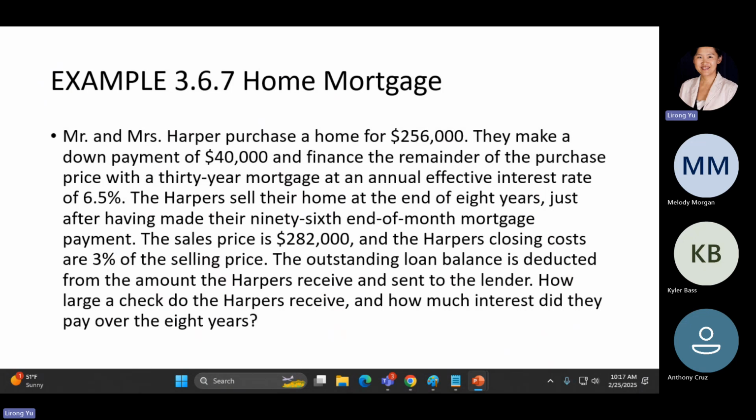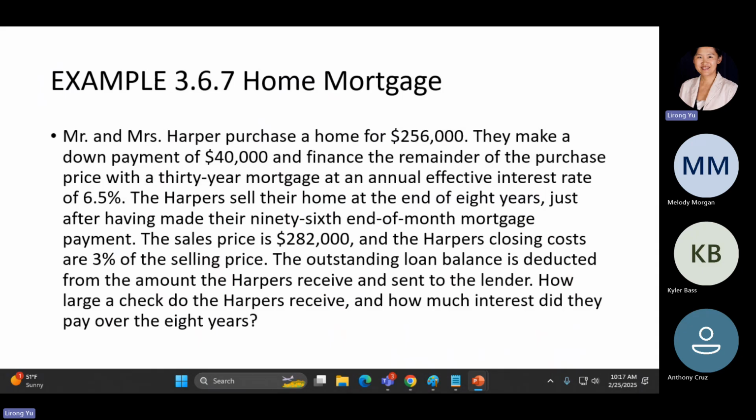Obviously, it's higher than the original purchase price, right? And with the difference in the home price, they made a little bit of money. Most homes increase in value. That's why sometimes people like to do real estate business, because it does make money.